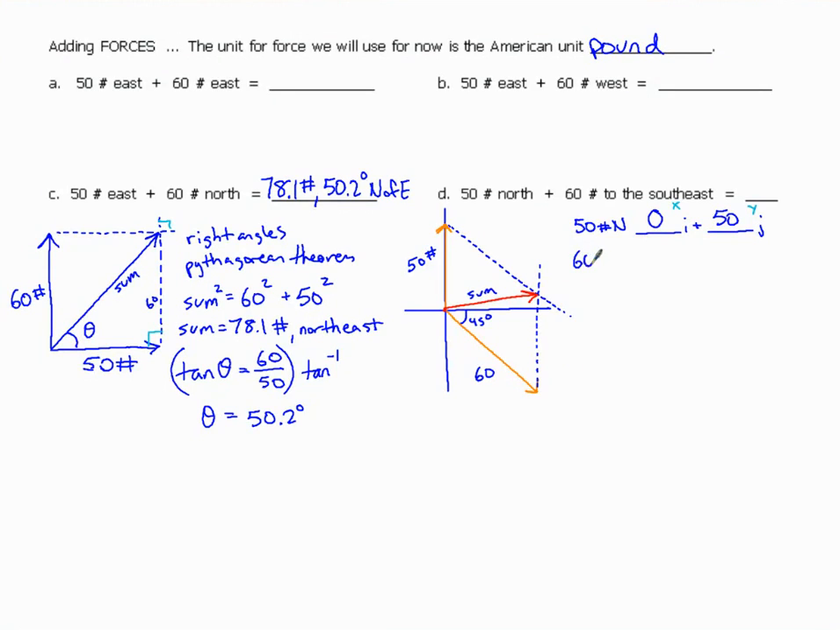Then we have 60 pounds southeast. We're going to separate it into its i's and its j's as well. So this one may be a little bit more difficult, but if we take a look at this, we're looking at this vector specifically. And some things to note, we have a 45-degree angle here, we have a 90-degree angle here, and that means that we also have a 45-degree angle here. So we have a 45, 45, 90 triangle.